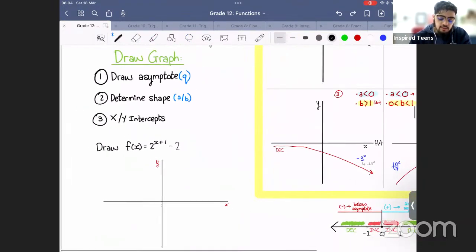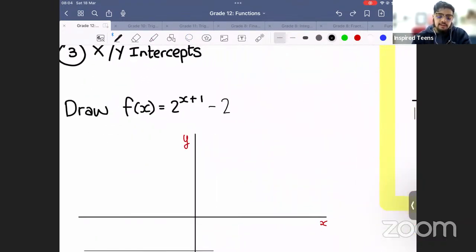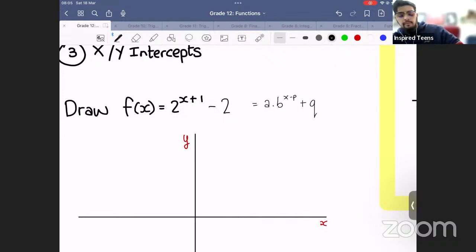Draw the asymptote. If we look at this example, f of x is equal to 2 to the power of x plus 1 minus 2, which is basically equal to a times b to the x minus b plus q. So can someone tell me, listen carefully, what is the equation of the horizontal asymptote? Specifically, I'm asking for the equation.